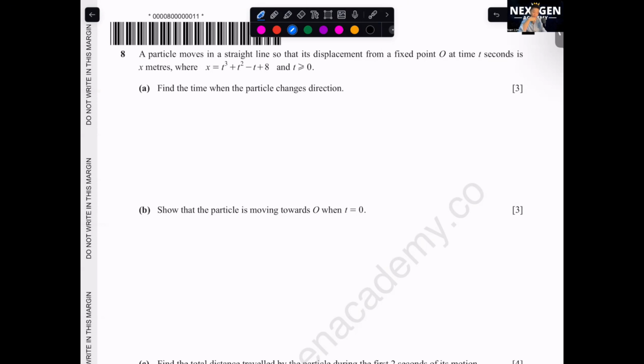Let's read here. A particle moves in a straight line so that its displacement from a fixed point O at a time t seconds is x meters, where x is t cubed plus t squared minus t plus 8, and t is more than or equal to 0. Find the time when the particle changes direction. Keyword here: changes direction. Which value is equal to what when the particle changes direction?